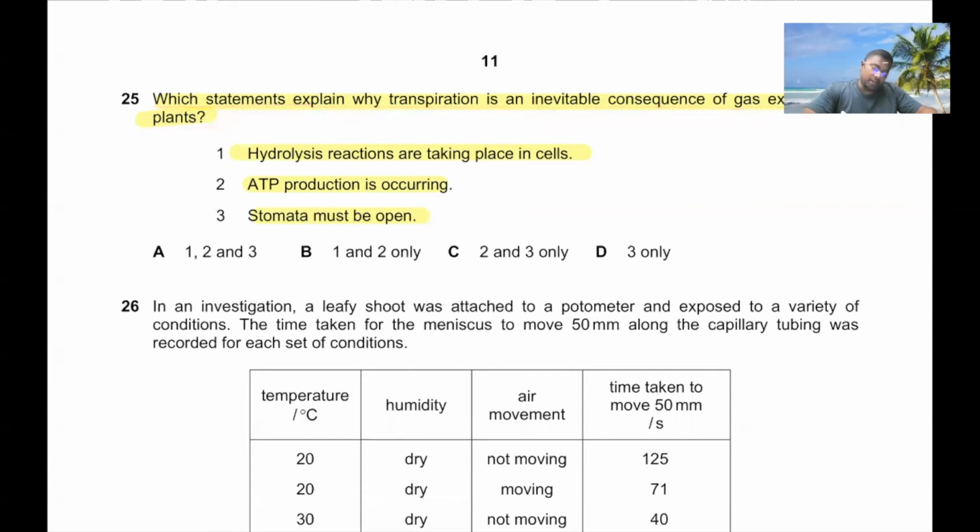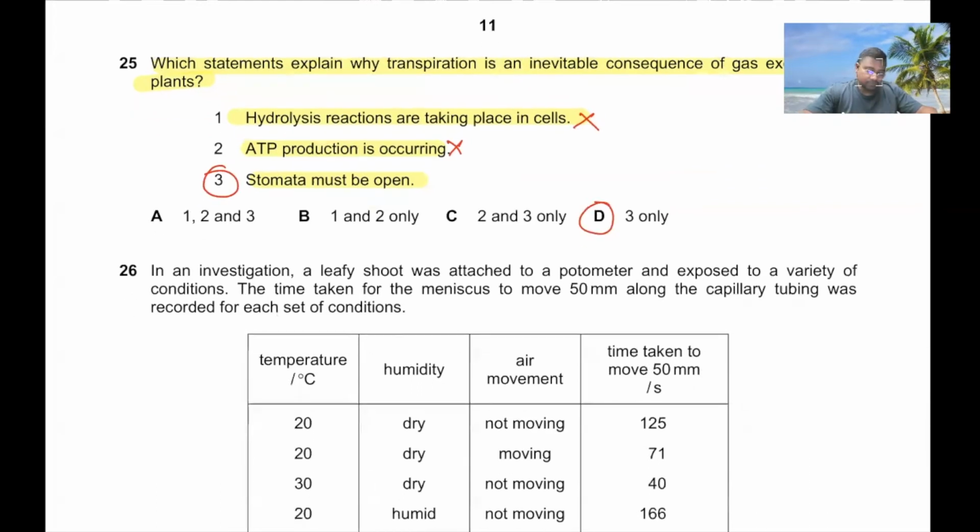All right, number 1, hydrolysis reactions are taking place in cells. No. ATP production is occurring. No. Stomata must be open. Stomata must be open. Number 3 only. 25D is the correct answer.